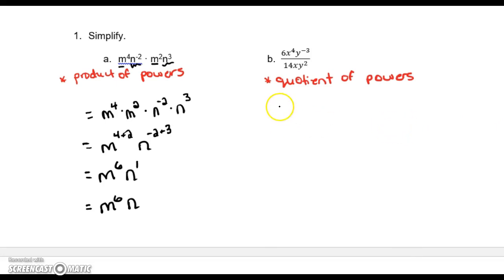So what we can do is rewrite our fraction based off of their groupings. We can write 6 over 14 together, multiplying with our x values, so x to the power of 4 divided by x, and our y values, so y to the power of -3 divided by y squared. So we can separate our fraction such that we have our similar bases there. So we're working with the like terms.